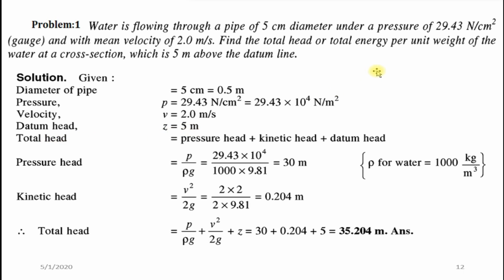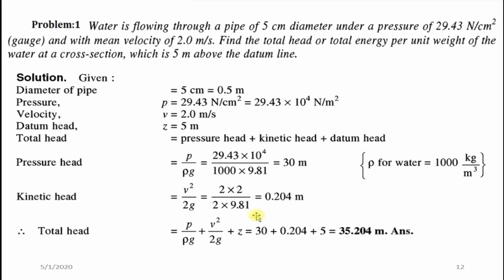So total head they asked, total head or total energy. Total energy means what? There are three energy heads usually: pressure head, kinetic head and potential head. Here pressure head is p by rho g and kinetic head is v square by 2g. Okay, so total head, if you add these two, p by rho g is just substitution, all values you have. Rho is 1000 for water, then v square by 2g, velocity is given. If you substitute you will get 30 meter as pressure head, 0.204 meter as kinetic head.